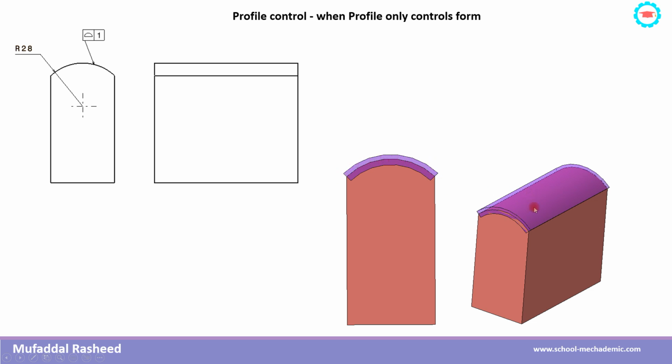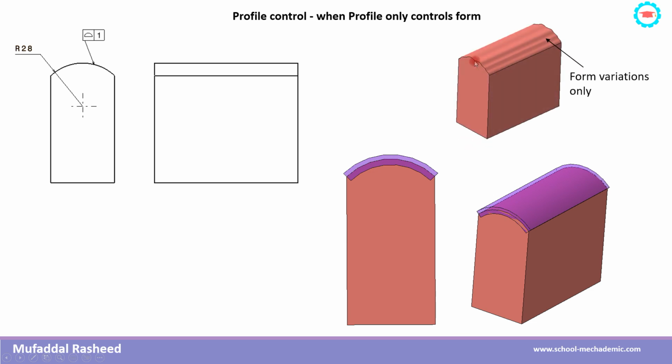Here is the tolerance zone, shown in 3D. This is the top surface and this is the curved tolerance zone, which is formed by two offset surfaces. So what this means is that it only controls the form variations. This geometrical profile control only controls the variations in form of the top surface, which are shown over here. Any wavy variations in the form are being controlled with respect to this profile of a surface feature control frame.